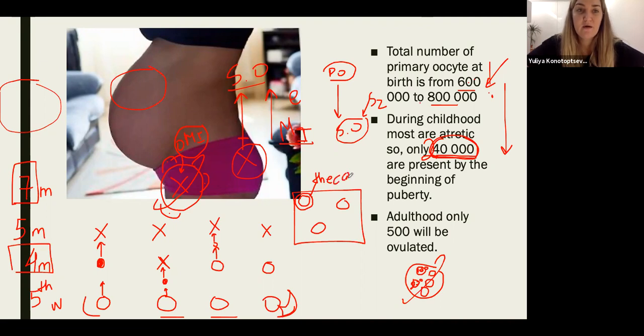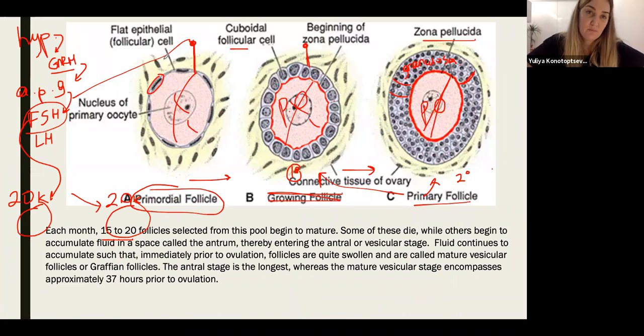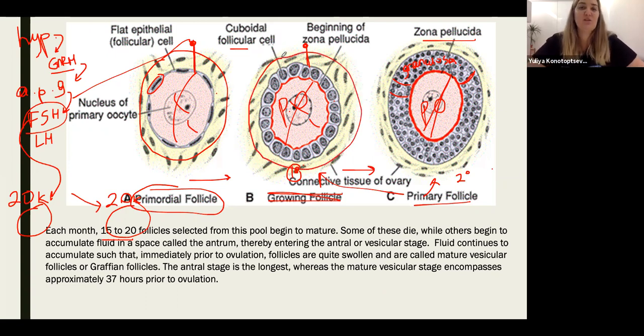Okay, theca folliculi. So what is outside of my primordial follicle? This is connective tissue of the ovary, which is called theca folliculi. The same here. Do you see? This is the connective tissue of the ovary. It doesn't have a very particular, different composition. It's the same connective tissue. It's just that they had to have a name for it.